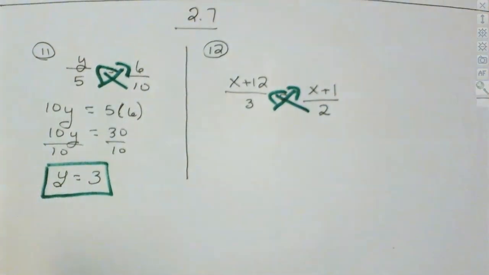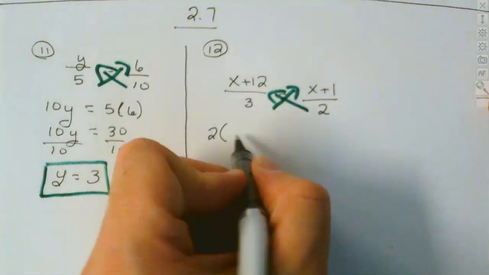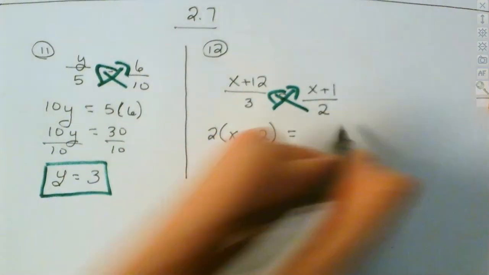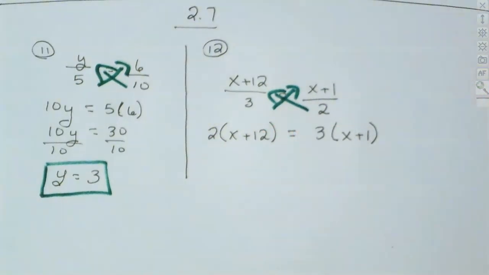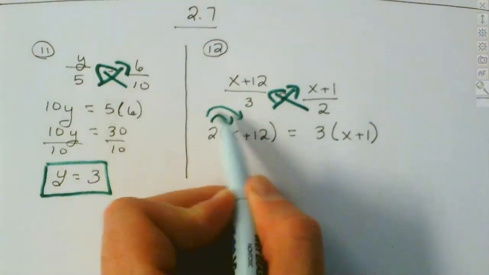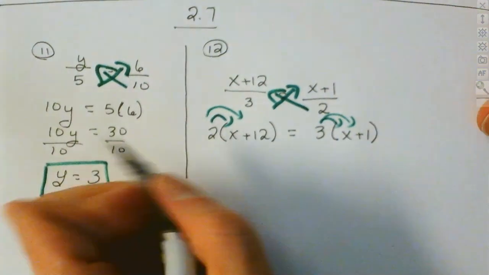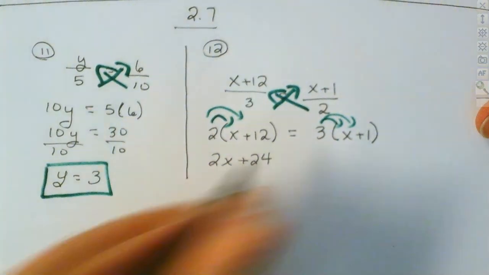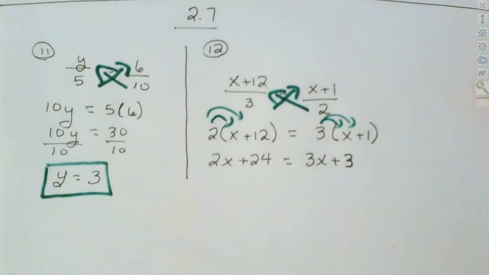So when we write this, I'm going to have to use parentheses. So what we've got is 2 times this quantity of x plus 12. So we put 2 out in front. And then that's going to equal 3 times the quantity x plus 1. So use your parentheses. Okay. And we can finish this by using our distributive property. And when I distribute through, that's going to be 2x plus your 24. And the other side is 3x plus 3.